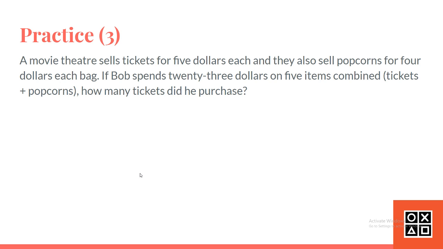Alright, now moving on to the third question. A movie theater sells tickets for $5 each, and they also sell popcorn for $4 each bag. If Bob spends $23 on 5 items combined, tickets and popcorn, how many tickets did he purchase?